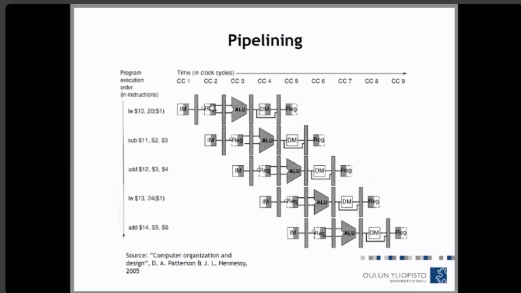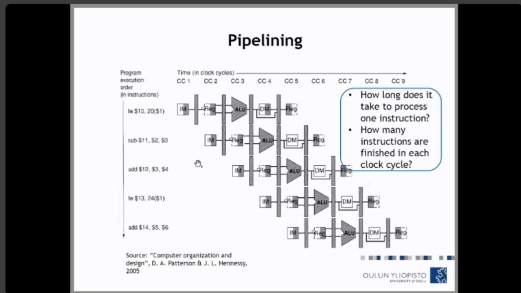Then, once this instruction goes to the next stage in the second cycle, the next instruction can be fetched from instruction memory. And then, when the first instruction is in the third cycle, in the ALU stage, the second instruction can go in, and so on and so forth.